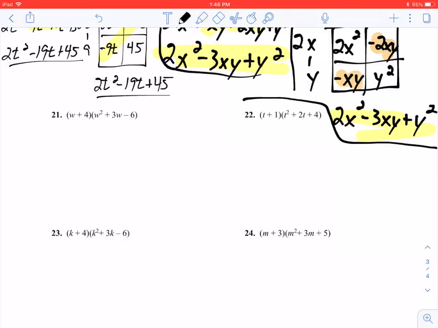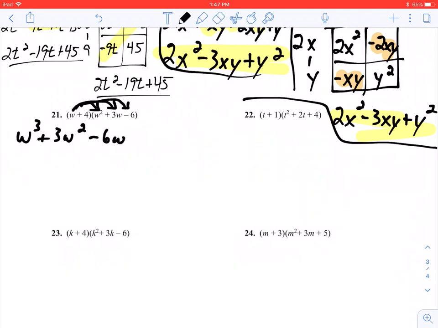minus 6. You need to distribute the w first, so I'm going to draw that one out. The w distributes to all three things. So w times w squared is w to the third. W times 3w is 3w squared. And w times negative 6 is negative 6w.